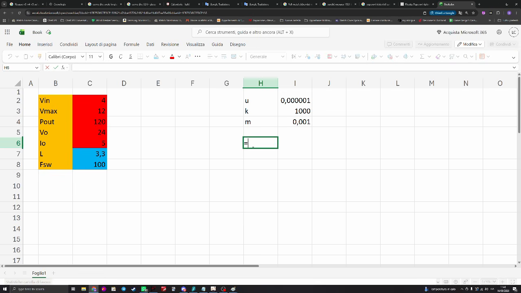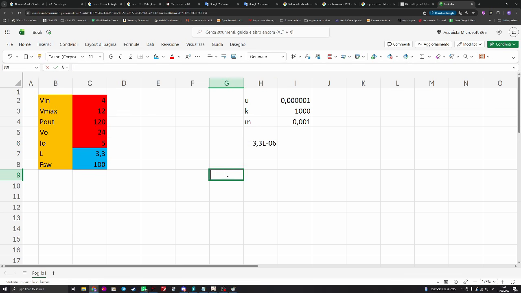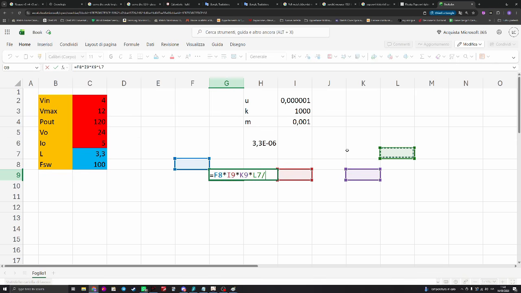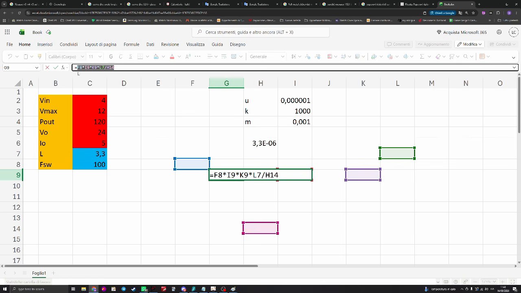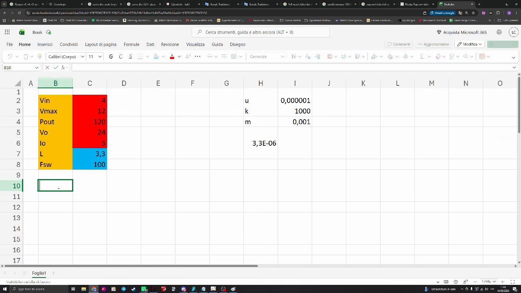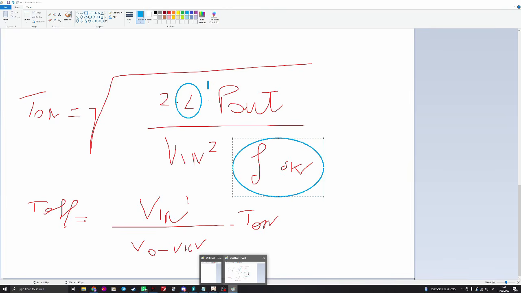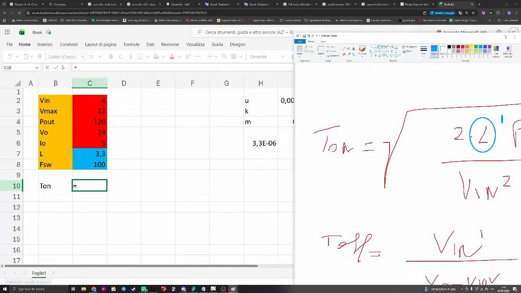So if, for instance, I write L times U, I will have the value of the inductor, which is 3.3 times 10 to the minus 6. Okay, very easy. Also to debug, very easy. Because otherwise you will have formulas like this, F8 times this, times this, times this, over this. What is this formula? Nobody knows. Not even you. Okay? So we can calculate the T on, which is the key parameter of this guy, and then we can make a very fast simulation on LTspice to verify it.